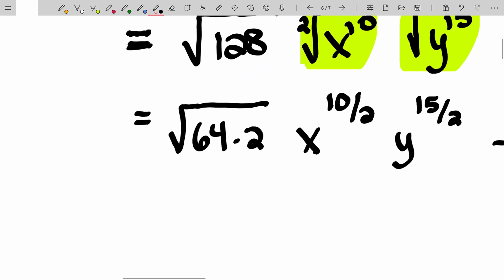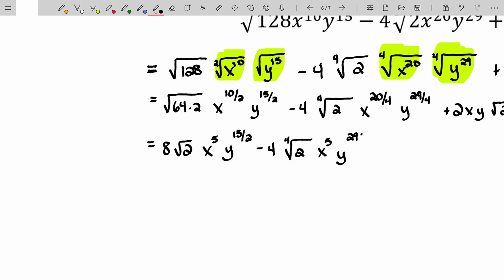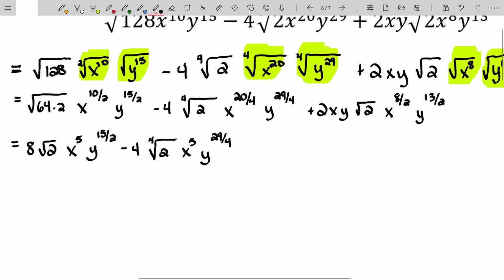So it looks kind of terrible, but it does simplify quite a bit. For example, the square root of 64 times 2 is 8 times root 2. 8 root 2. X to the 10 halves is x to the 5th. Y to the 15 halves, I'm actually going to leave it like that for the time being. We're going to talk about what to do in a moment. And then we have a minus 4 times the fourth root of 2. X to the 5th, again, y to the 29 over 4. And then finally, plus 2xy, root 2. Then we have this x to the 4th, y to the 13 halves.